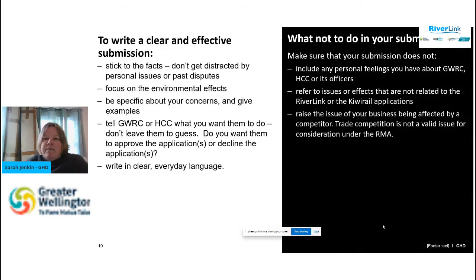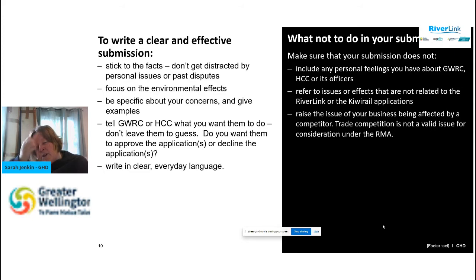So things to avoid in your submission: it's not about personal feelings. You need to keep to the RiverLink and KiwiRail applications. So matters that are outside of that, as much as they might be really important, aren't part of the scope of what we need to look at here.